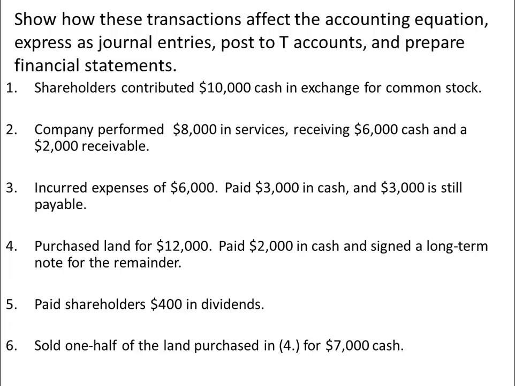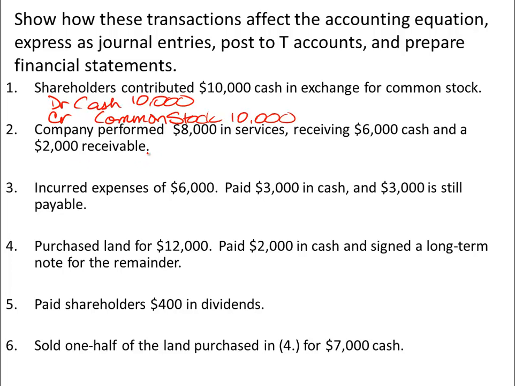So shareholders contributed $10,000 cash in exchange for common stock. Remember, we are the corporation, so the corporation received cash of $10,000, so cash went up, so we debit it, and we credit common stock, which is the shareholders' equity account, which is increased by crediting it. So both the assets went up and the shareholders' equity went up, $10,000.